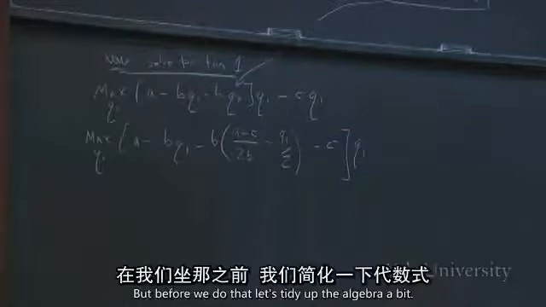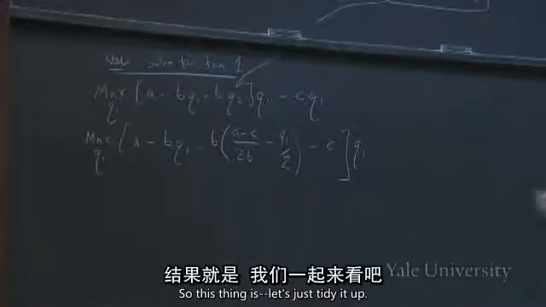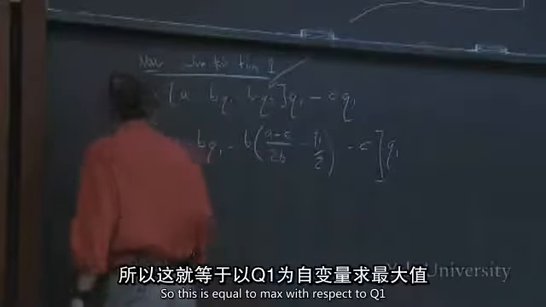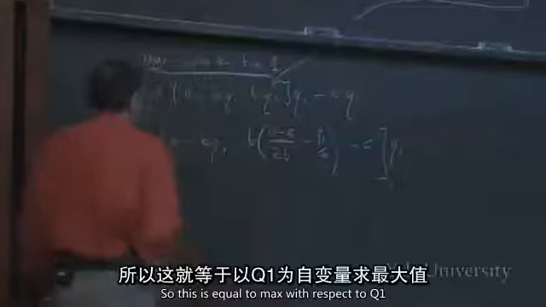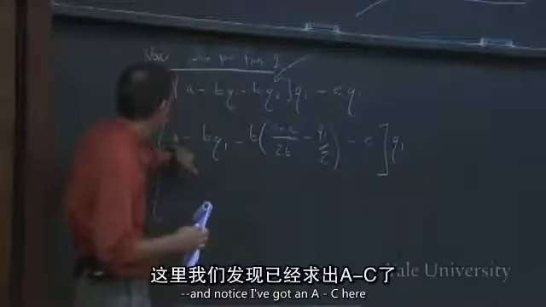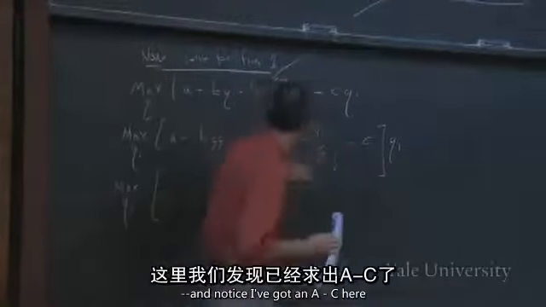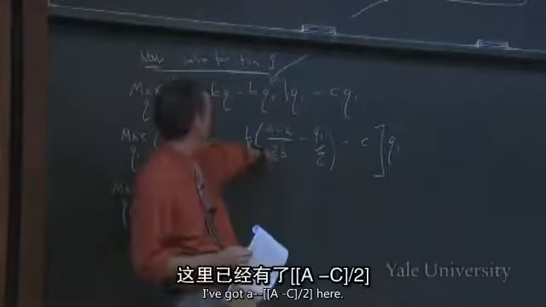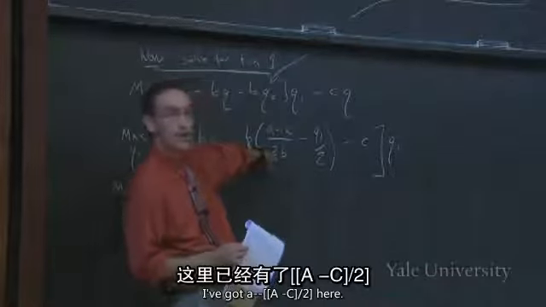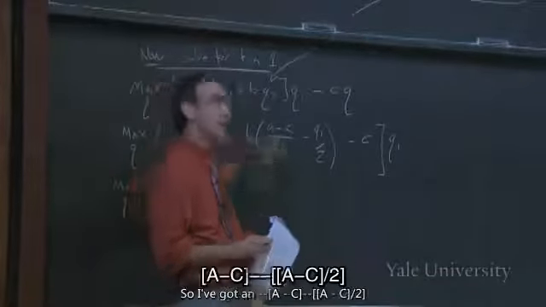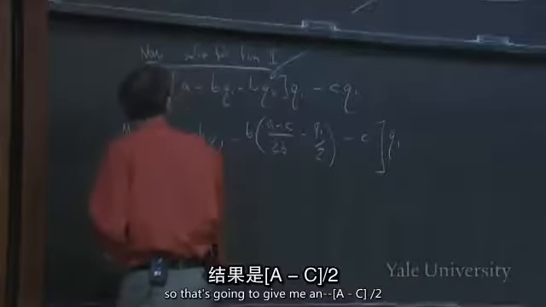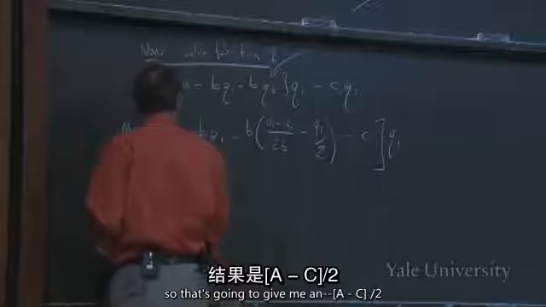Yeah? But before we do that, let's tidy up the algebra a bit. So this is equal to max with respect to Q1. And notice I've got an A minus C here, an A minus C here. And once I take this B inside the bracket, I've got a minus (A minus C) over 2 here. So I've got an A minus C minus an (A minus C) over 2. So that's going to give me (A minus C) over 2.